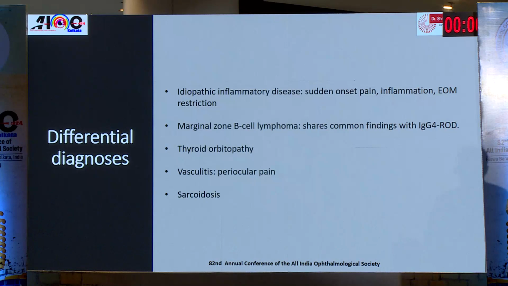Then thyroid orbitopathy, although it will have a very different set of symptoms and clinical signs, should be kept in mind. And vasculitis is another common differential diagnosis of IgG4 related ophthalmic disorder. Again, there will be periocular pain in any vasculitis, and sarcoidosis can be another differential diagnosis.